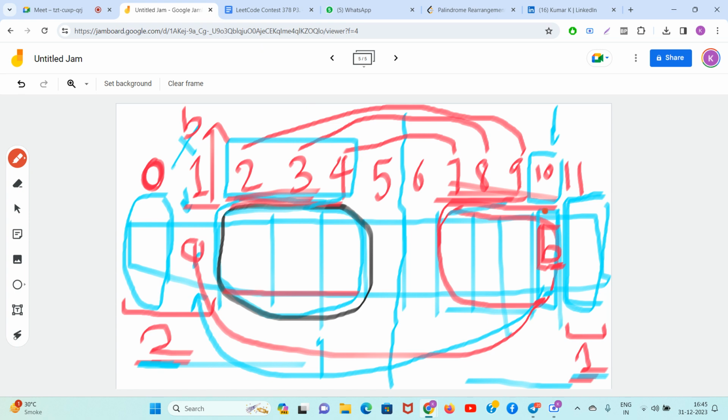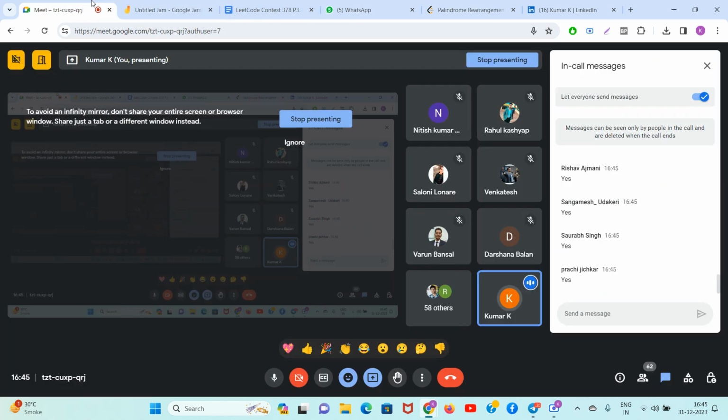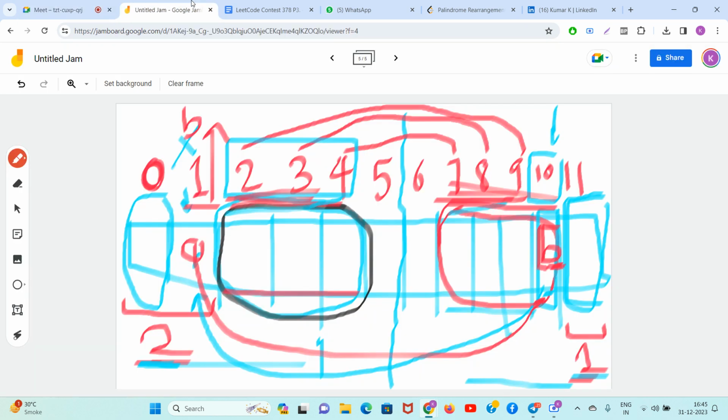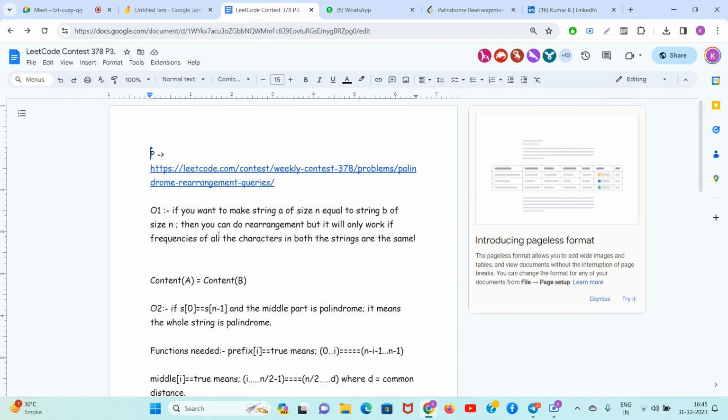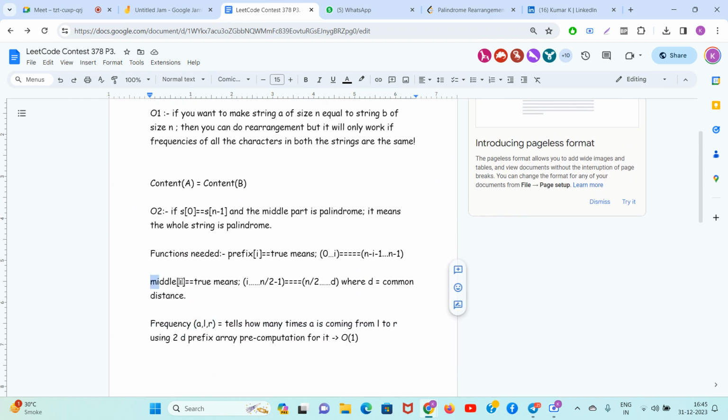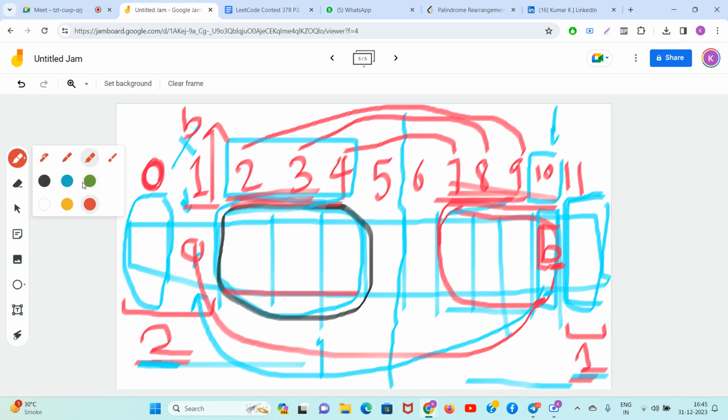Which are the two characters left finally? Which are the two characters left finally after doing all this? Please write in the chat. Yes. Now you don't need to check 5 and 6. We have a function for this. We made the middle function, right? If middle of 5 is true, it means that the middle part at the symmetric length is a palindrome. That is also a palindrome if all these checks are coming as true. Finally, in this LeetCode contest, you have to output true.